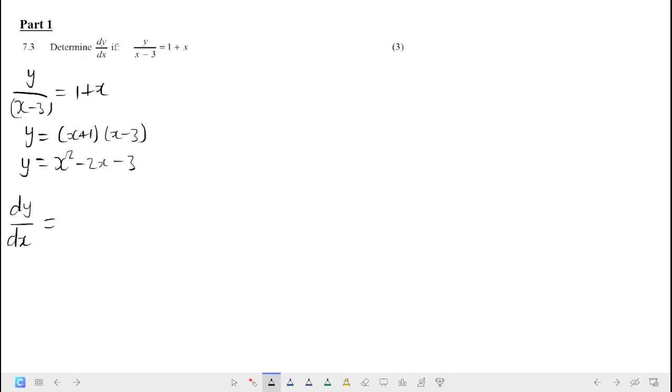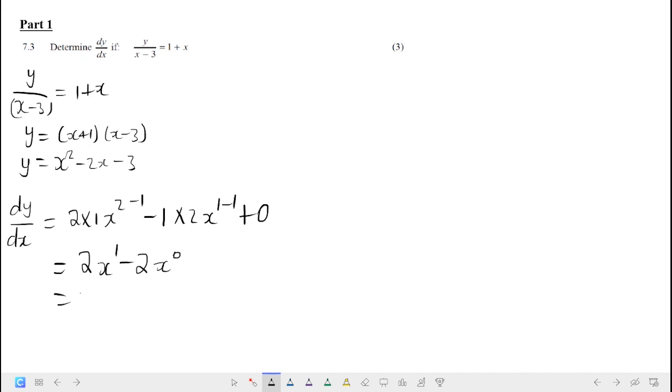Now dy dx is going to be 2 times x to the power of 2 minus 1, minus 1 times 2x to the power of 1 minus 1, plus 0, right? Then here we get 2x to the power of 1 minus 2x to the power of 0. Now any number to the power of 0 is 1, so this is just going to be 2x minus 2, and that is the final answer.